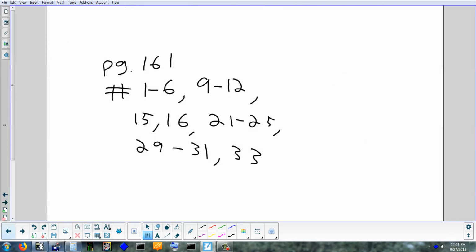Okay, so that's the homework for tonight. It's on page 161. Okay, 1 through 6, 9 through 12, 15, 16, 21 to 25, 29 to 31, and 33. I will be here after school today if anybody needs extra help or needs to take a test. We'll go over that first thing tomorrow. And then we have our last test before progress reports tomorrow.